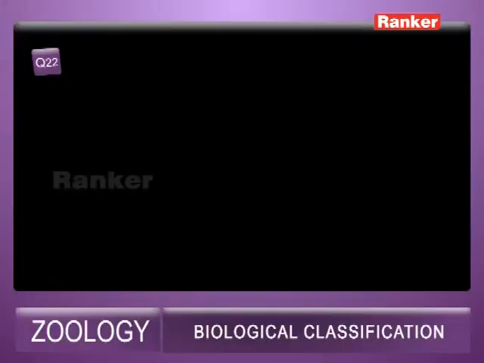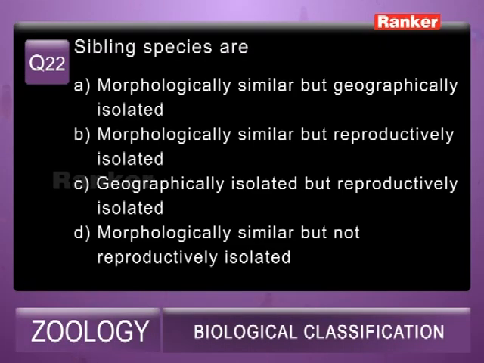22nd question. Sibling species are A. Morphologically similar but geographically isolated. B. Morphologically similar but reproductively isolated. C. Geographically isolated but reproductively isolated. D. Morphologically similar but reproductively isolated.